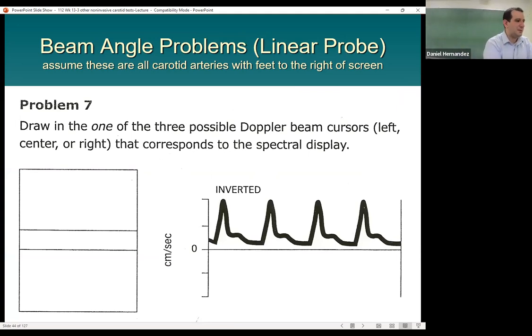Draw one of the three possible Doppler beam cursors, left, right, or center, that corresponds to the spectral display. So this is now inverted, so it's going to be a negative shift. That means we're going to be steered in this direction, if blood flow in the carotid is going from this side of the screen to that side of the screen. So we're going to want something steered in that direction.